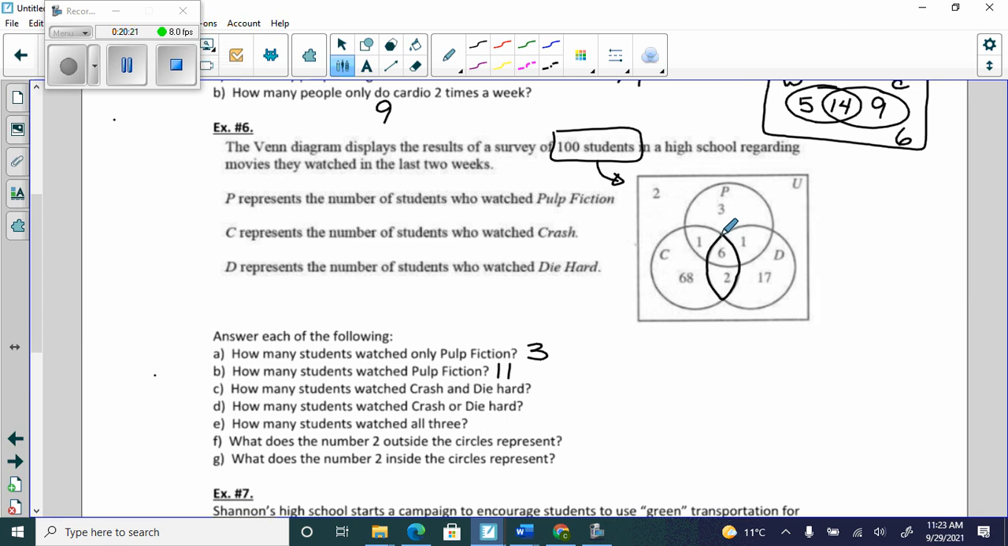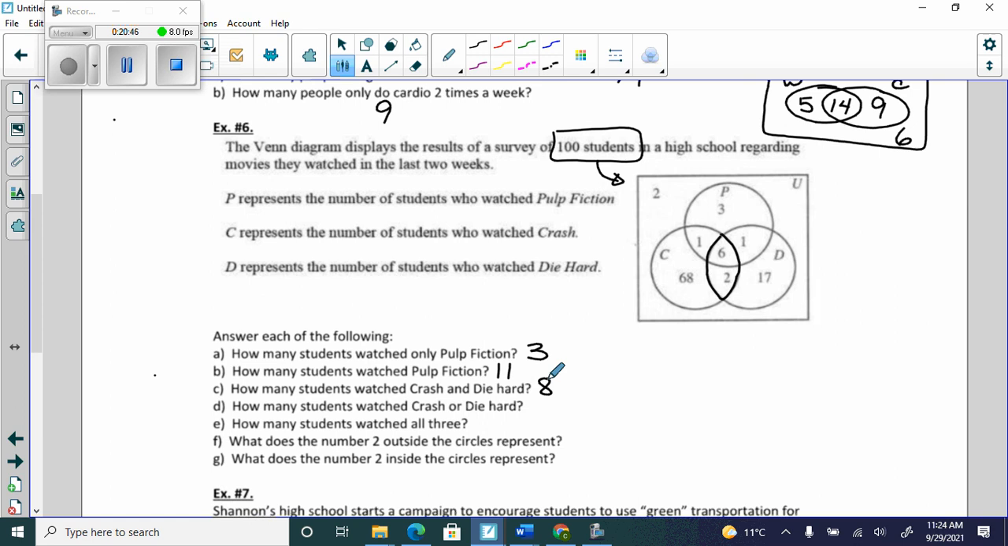8. Wait, but shouldn't Pulp Fiction be included because it's the same? I didn't say can't include Pulp Fiction. I just said Crash and Die Hard. So if they were saying that, it would be only Crash and Die Hard, or they would say Crash and Die Hard but not Pulp Fiction. So if it just says this and this, you go do the eyeball. Count your 2 numbers, move on.